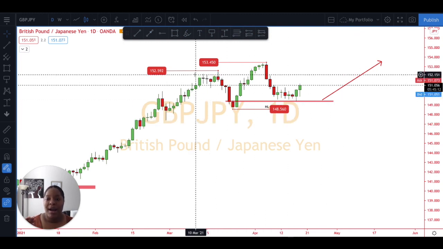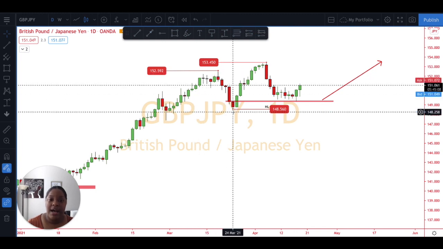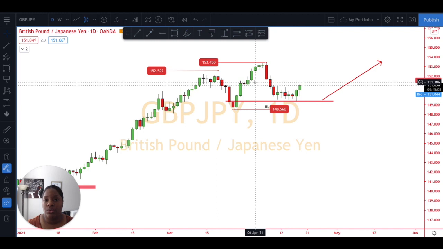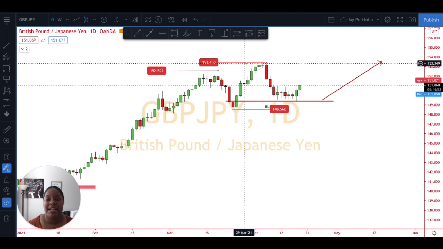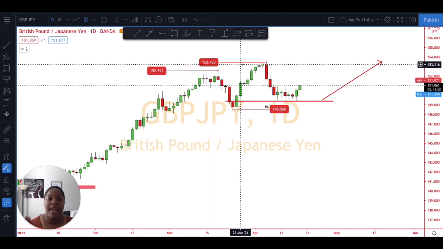So price went from 152.592 yen down to 148.56 yen, back up to 153.45 yen. Now at this moment in time, guess who's in control? The buyers. Why? Because our exchange rates are increasing. The moment that price passed 152 and it went up to 153 yen, that let us know that the buyers have control. People are buying the Great Britain pound over the Japanese yen.